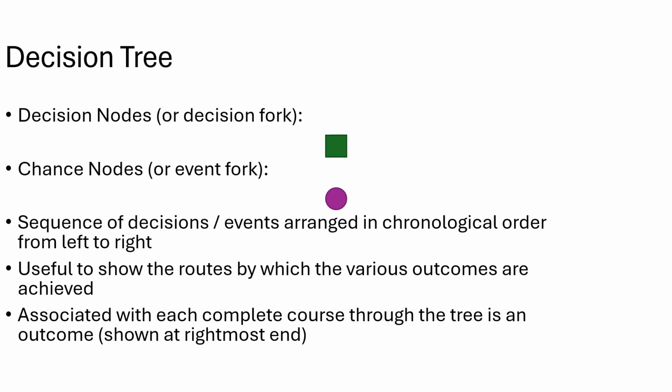Associated with each complete course through a tree is an outcome shown at the rightmost end. So at the end of your tree, on each of your branches, there should be a net outcome or net payoff at the end. And then you calculate the expected value going backwards at each node. We'll jump to an example next here.